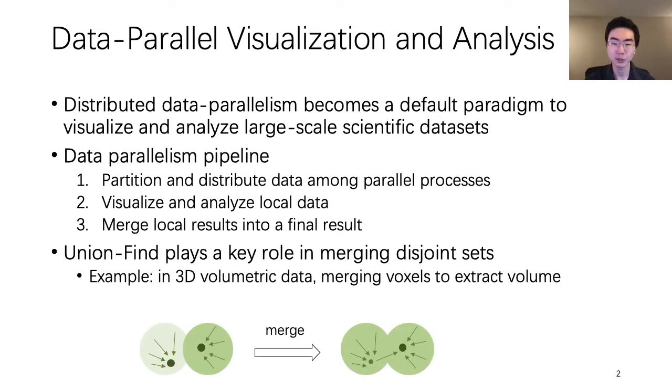For example, in 3D volumetric data, after each parallel process identifies a group of voxels with values larger than a threshold, we can merge identified adjacent voxels into the same set using the union operation provided by the union find algorithm to extract volume.